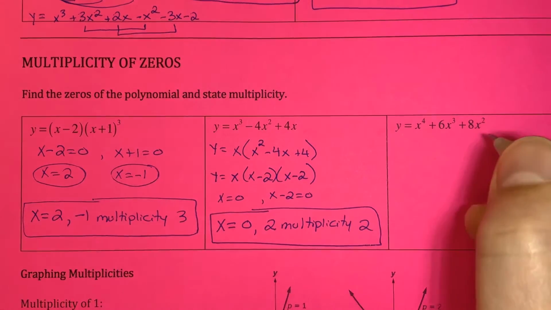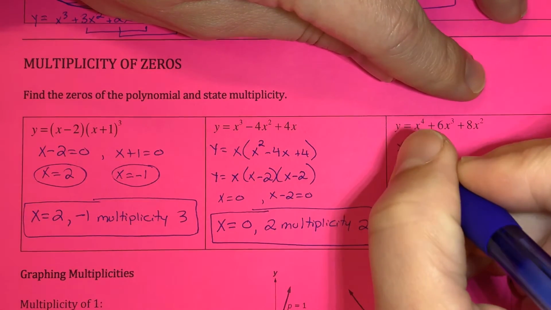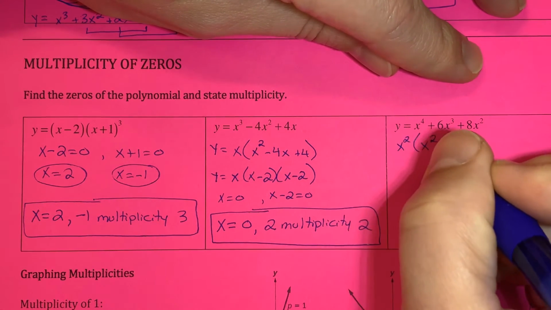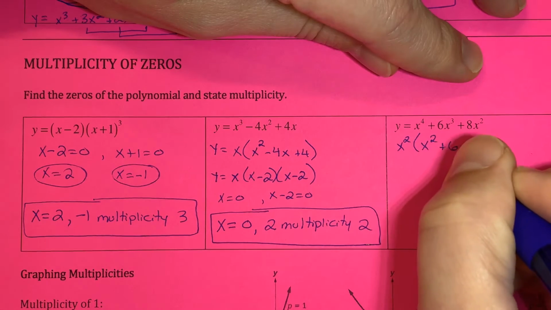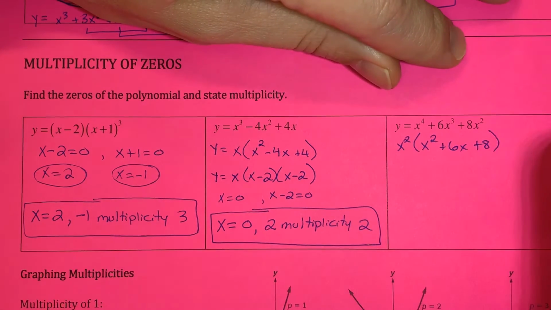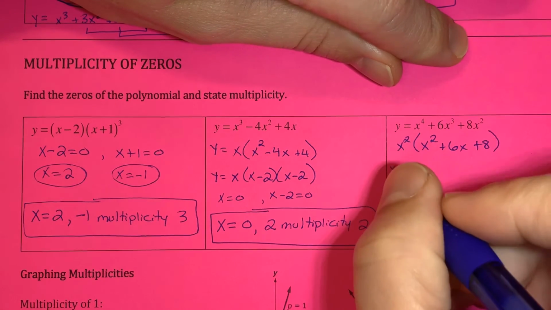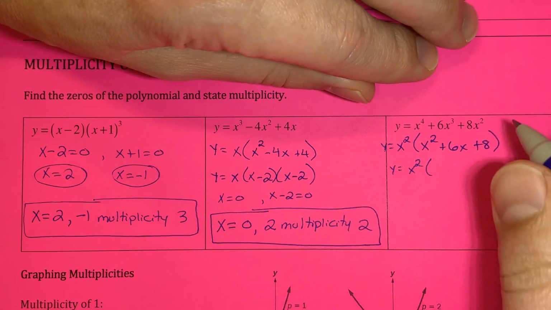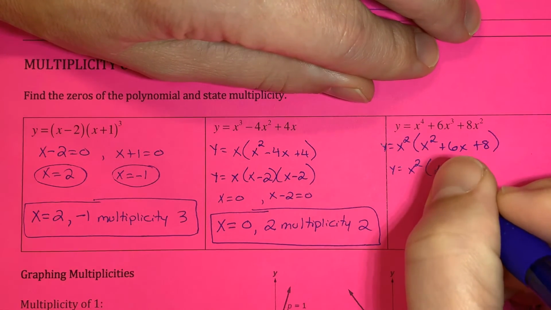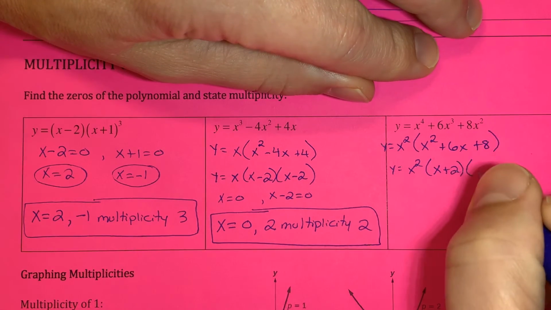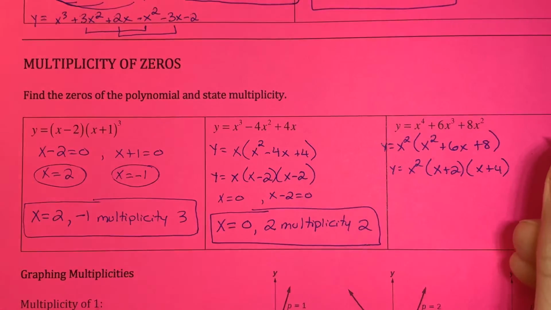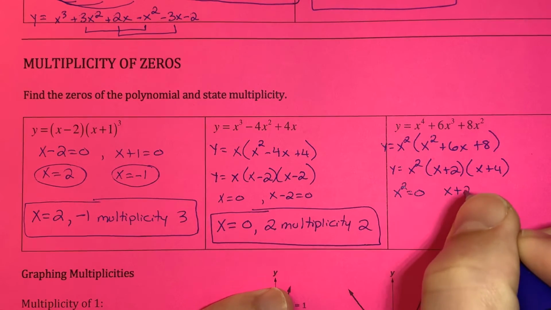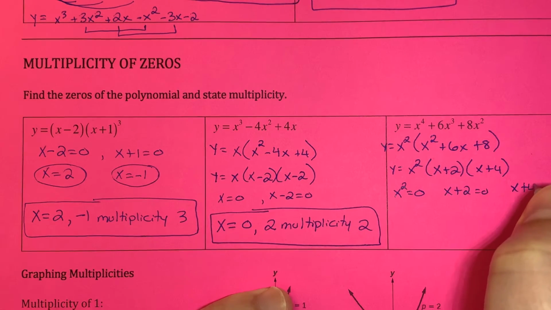And the last one. Again, GCF and AC factoring. GCF is x squared. And inside we would get x squared plus 6x plus 8. And when you AC factor that apart, what you would get is, I should put my y equals right there, x squared, and then the first expression would be x plus 2, and the next expression would be x plus 4. So setting each one of these equal to 0: x squared equals 0, x plus 2 equals 0, x plus 4 equals 0.